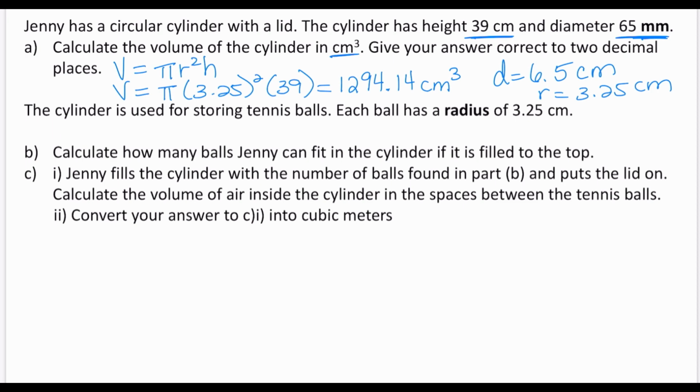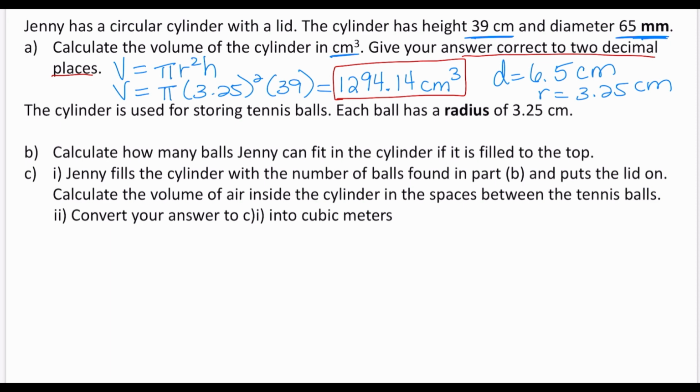If you're studying for the IB exam, you know that for the IB exam, unless they tell you otherwise, you would have to round to 3 significant figures. In this case, they do tell me that you want the answer correct to 2 decimal places, which is exactly what we have done. We have written the answer with 2 decimal places. So this is correct.